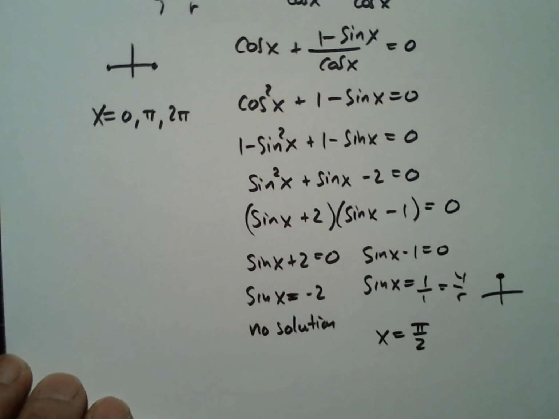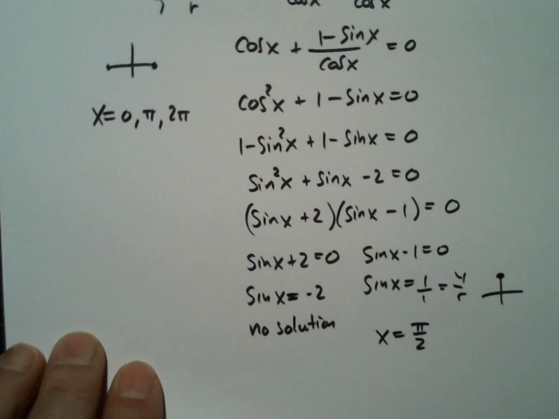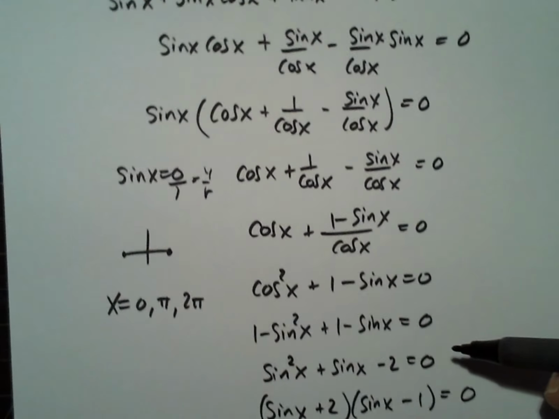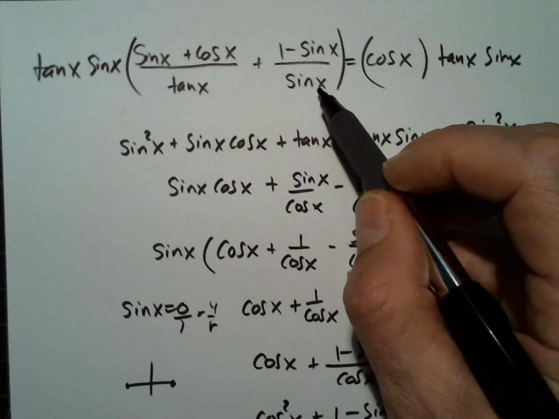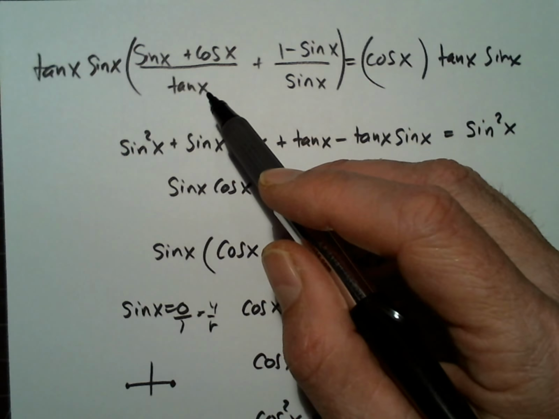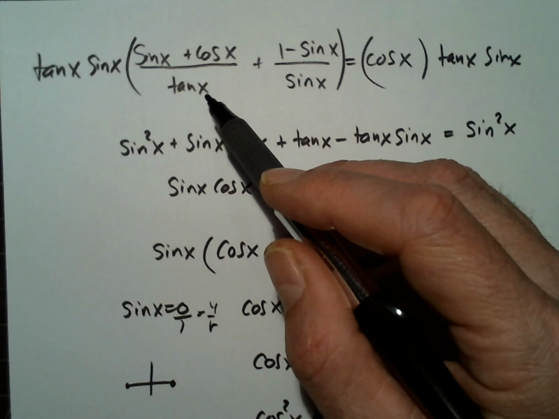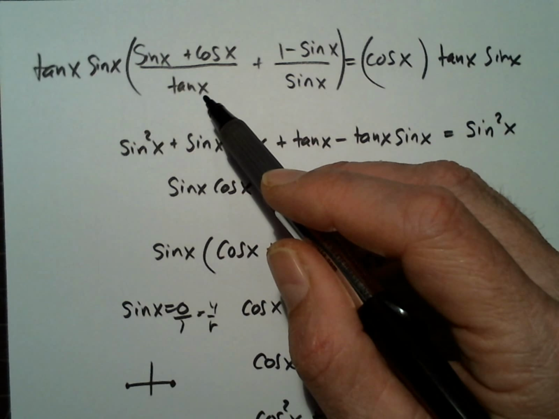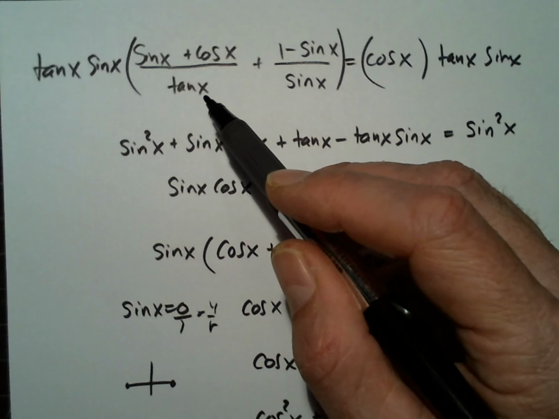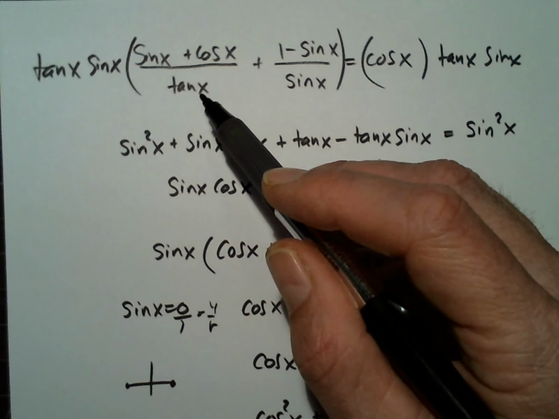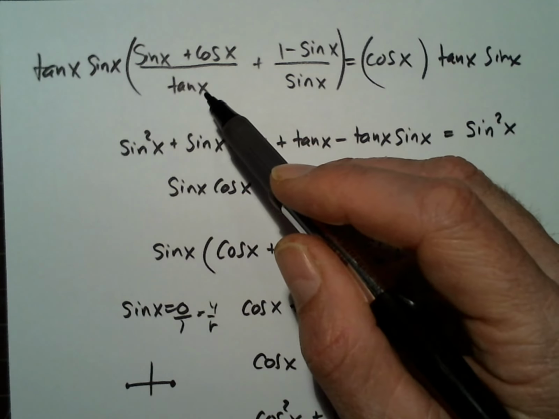And then we have to find one of these that works in the original equation. So the problem is going to be this tangent. So pi over 2, when we look at this, that is a 1, but this is 0. So now we have division by 0. So pi over 2 can't be a solution. No, tangent is undefined at pi over 2. So that's undefined. We can't, pi over 2 can't be a solution.